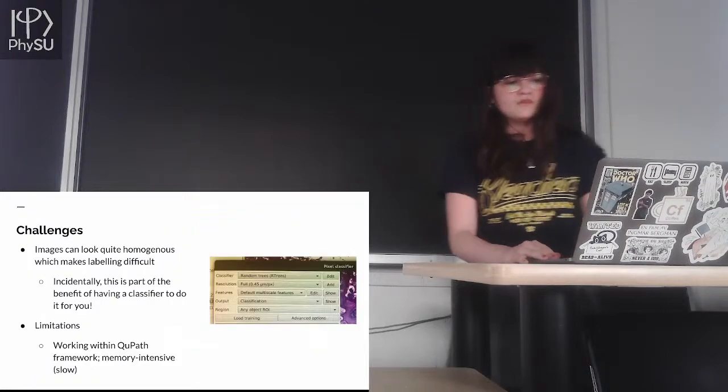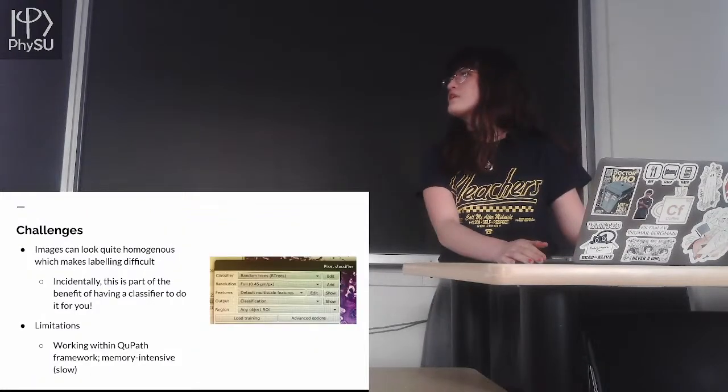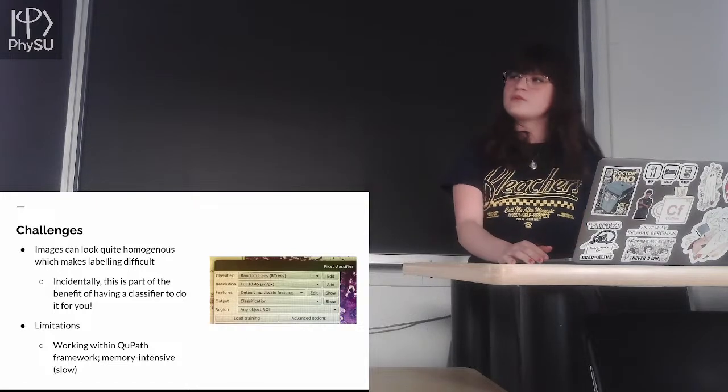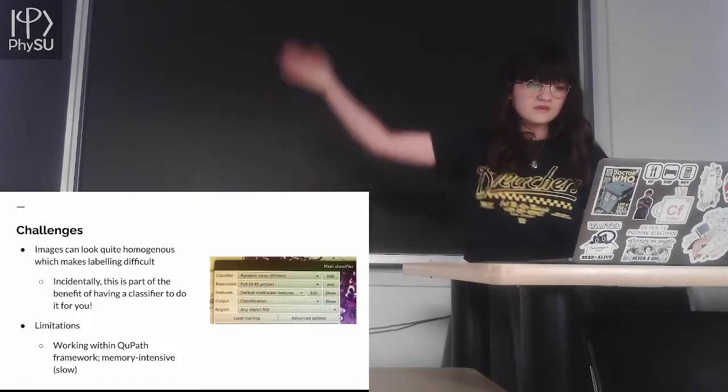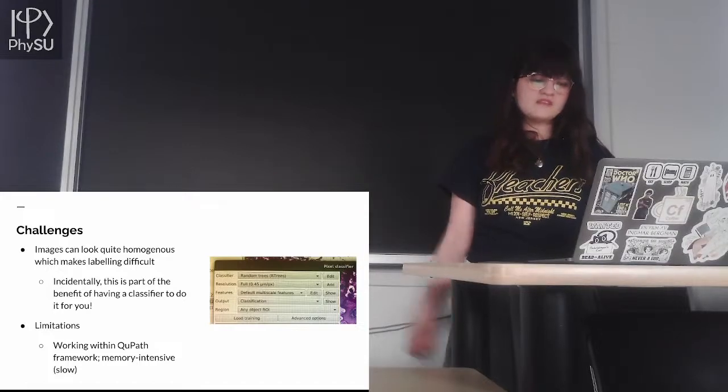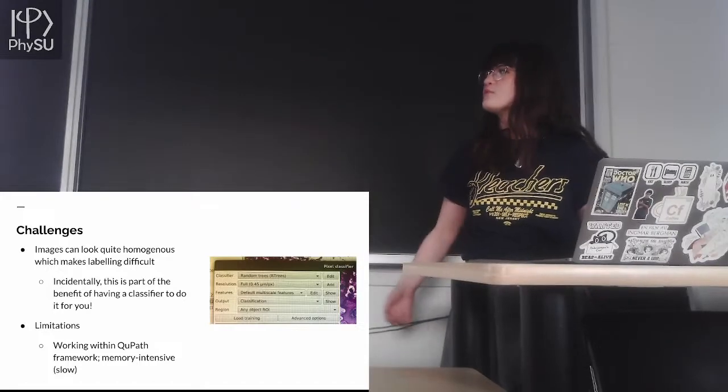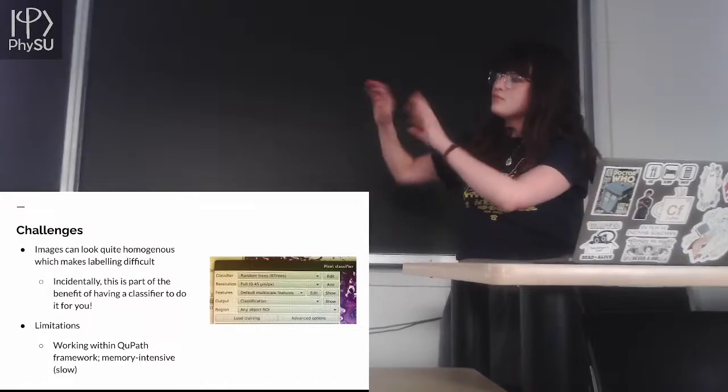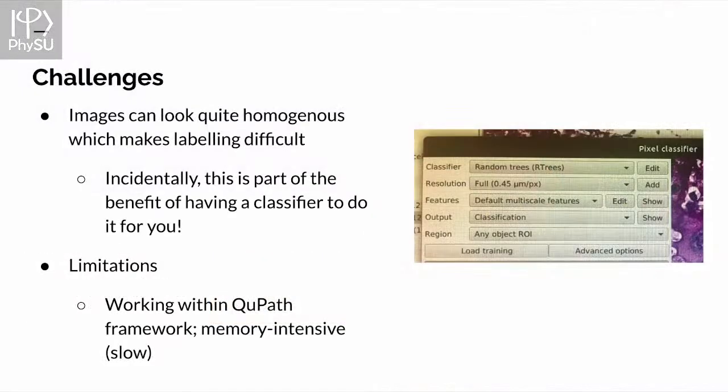Okay. So this is an example of the kind of pixel classifier you can make with QPath. These are some specifications that will not make any sense to you, but based on how you vary these, they can make slight differences.